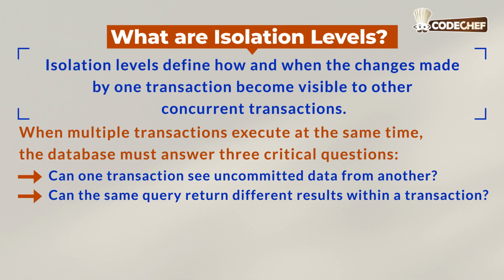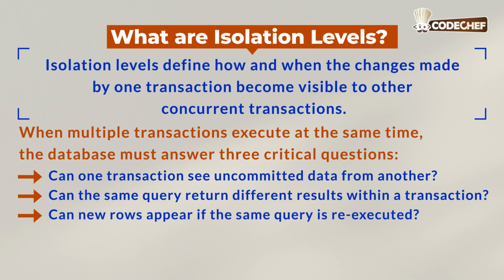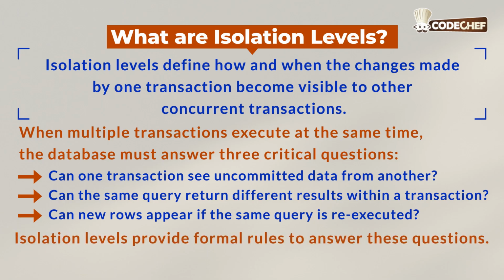That means if we are running the same query in a single transaction, is it giving the same results or different results every time we execute it? Third, can new rows appear if the same query is re-executed? So if I'm running the same query again and again, is it giving me the same output, or every time I'm getting a different output? Isolation levels provide formal rules to answer these questions.